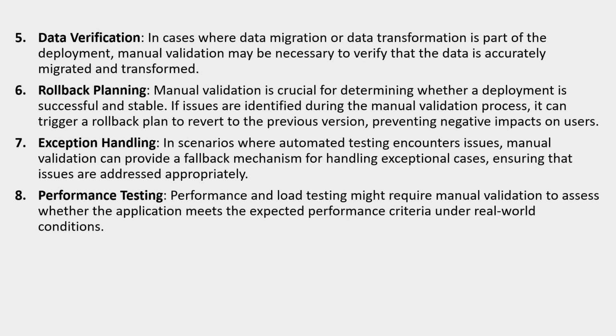Data verification. In cases where data migration or data transformation is part of the deployment, manual validation may be necessary to verify that the data is accurately migrated and transformed. Rollback planning. Manual validation is crucial for determining whether a deployment is successful and stable. If issues are identified during the manual validation process, it can trigger a rollback plan to revert to the previous version, preventing negative impacts on users.